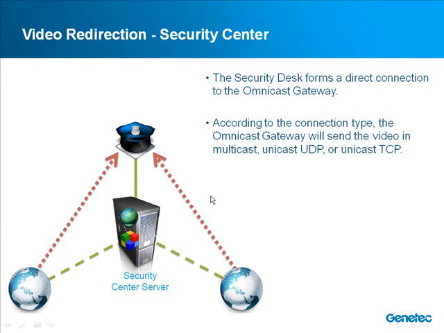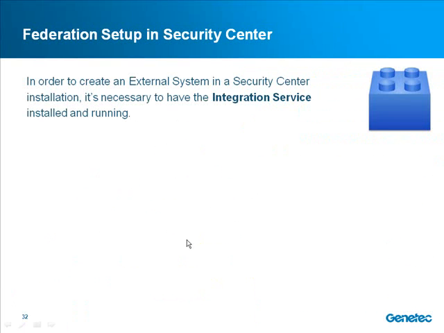Alright, so the next logical step to take is to look at how we would set up the federation in Security Center. When installing your Security Center server, we need to make sure the integration service is installed and the service is running properly. This is used to manage the external systems we're connecting to. We recommend installing the Omnicast and Security Center servers on separate machines, but if you're installing them on the same server, we need to respect an installation order for everything to be installed and registered properly.